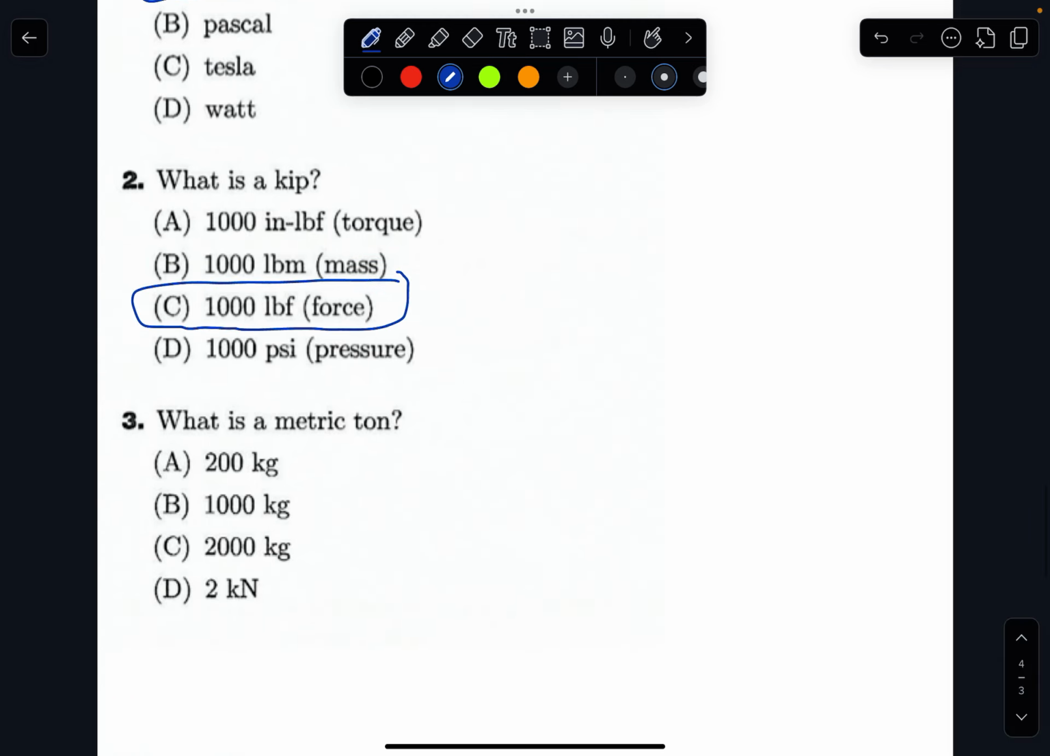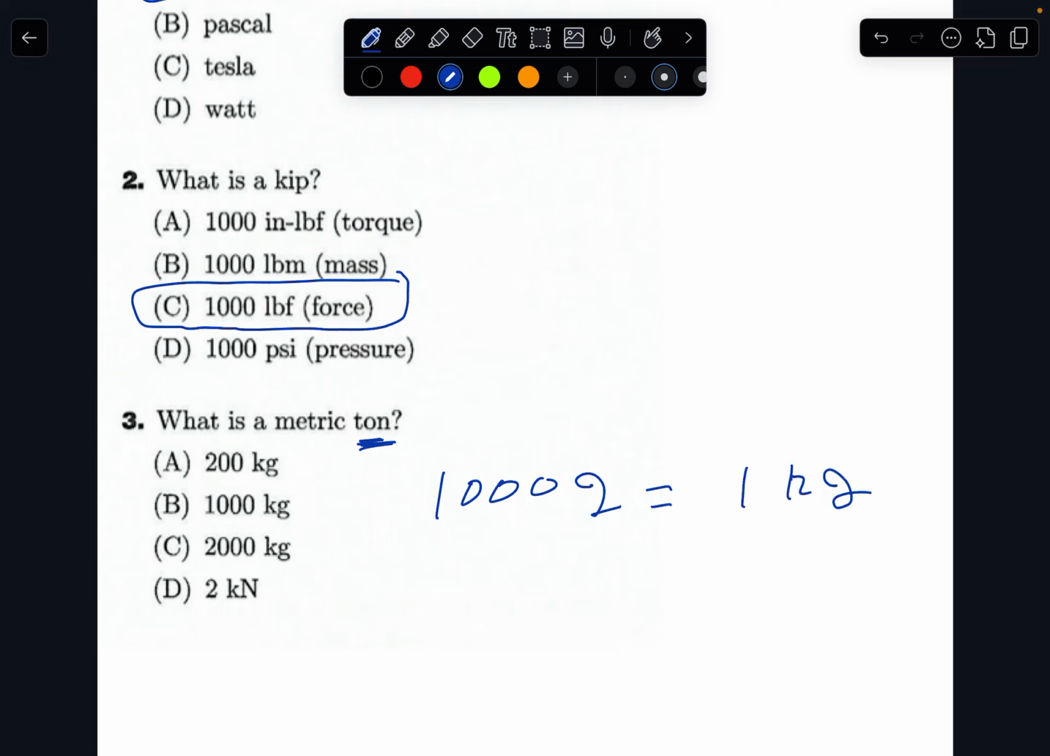What is ton? Guys, 1000 grams is equal to 1 kilogram, right? And 1000 kilograms is equal to 1 ton. So it is B. And I hope that was helpful.